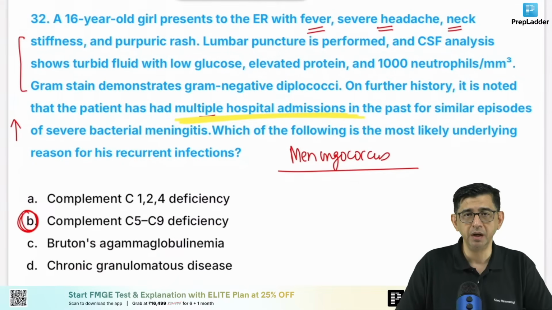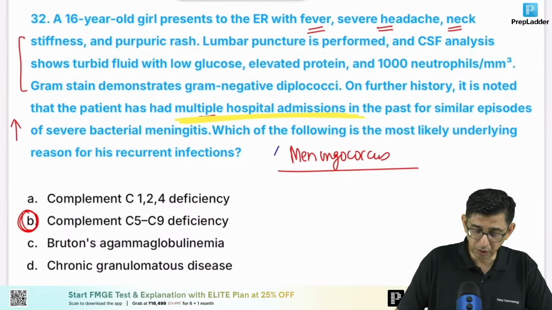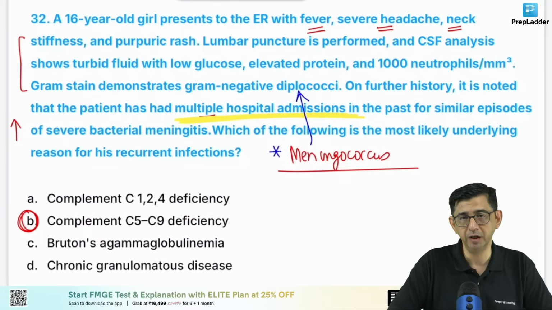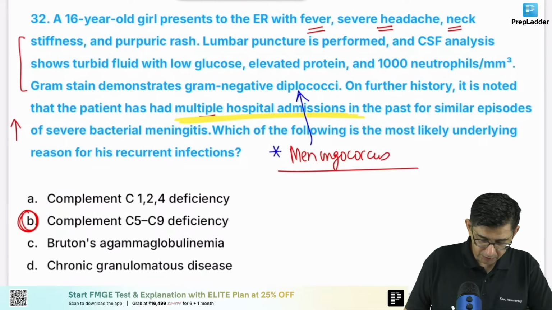But when it comes to repeated meningococcal infection, the moment you see the word meningococcus, how did it reduce it? The word gram-negative bacteria, gram-negative diplococcus. If he says gram-positive diplococcus, it is Pneumococcus, but if he says gram-negative diplococcus, then it is Neisseria meningitidis. Okay. Answer to 32nd is B.